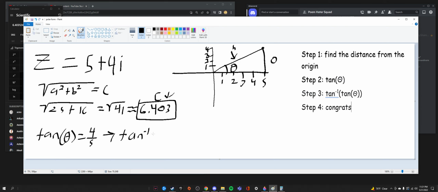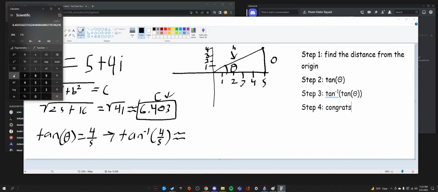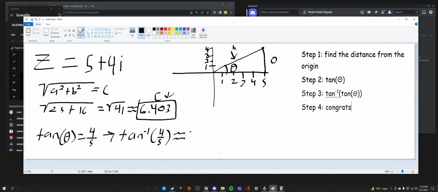Did I just say 0.2? Not 0.2, 0.8 is what I meant. Tan inverse of 4 over 5, in this case, that's 0.8. So now we do tan inverse of 0.8 on this calculator, because I didn't really plan this out very well. And that gets us approximately 38.659 degrees.